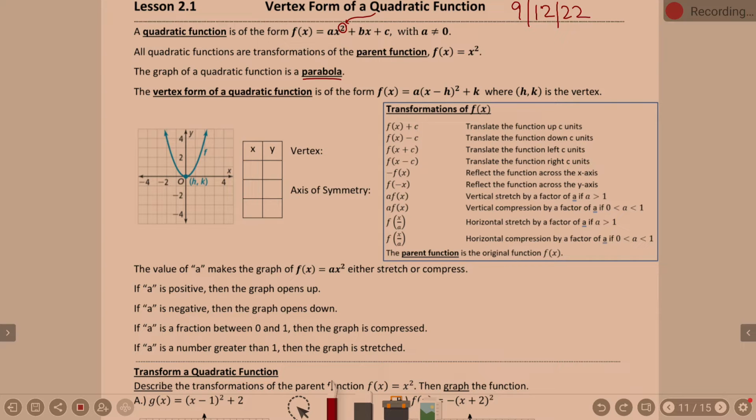Okay, vertex form of a quadratic function. This is our form today. f of x equals a times (x minus h) squared plus k, where (h, k) is the vertex. So it's called the vertex form because all I have to do is look at it and I know where the vertex of my parabola is. It gives me some very helpful information if I know where my vertex is.